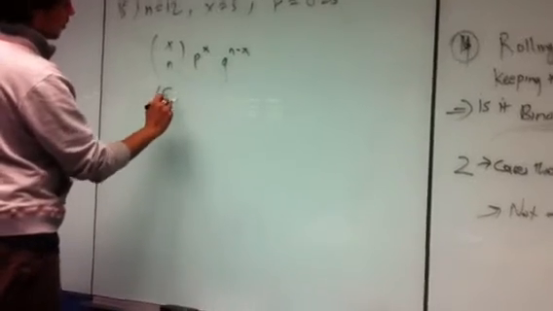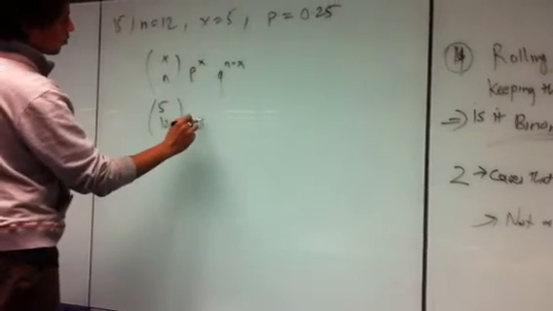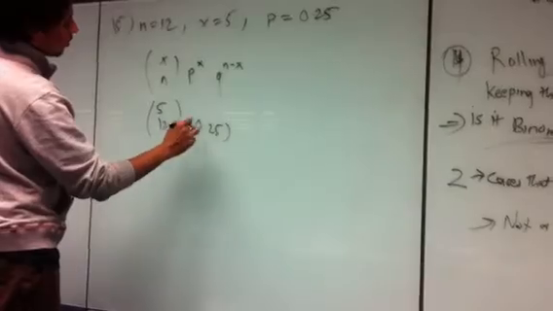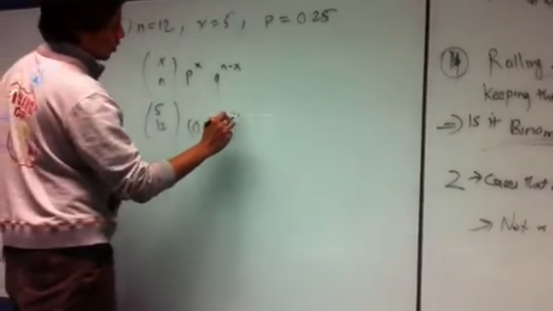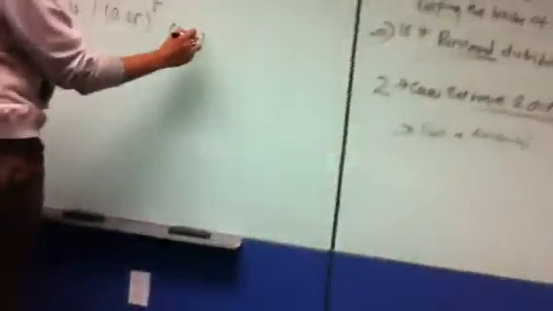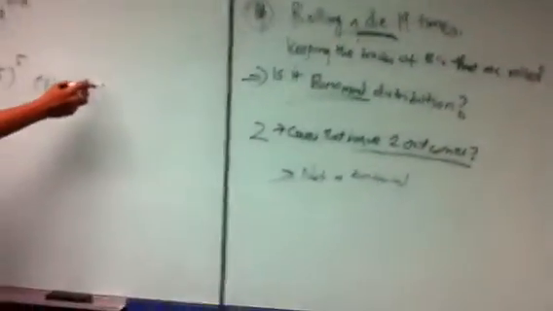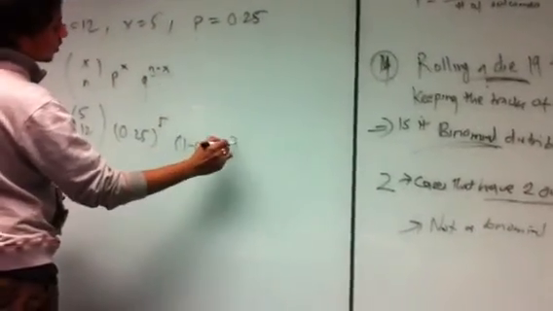So x is 5, n is 12, p is 0.25. What is q? q is 1 minus 0.25, which is 0.75. What is n minus x? 12 minus 5 is 7.